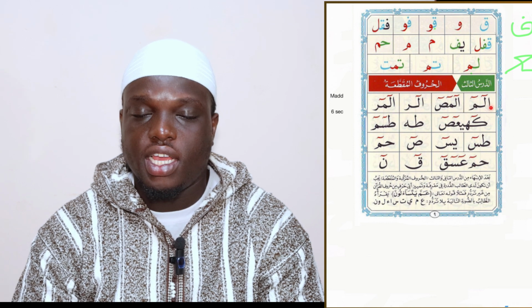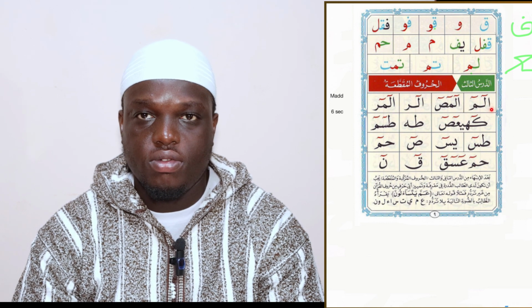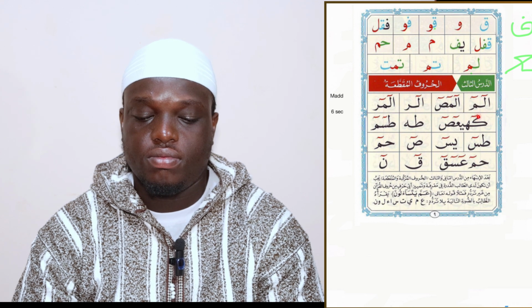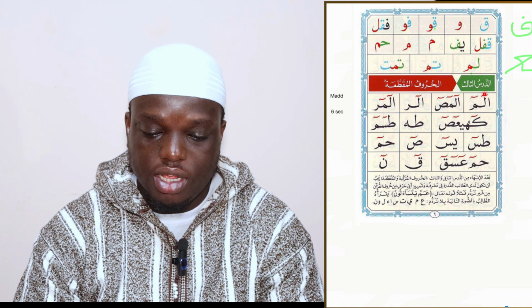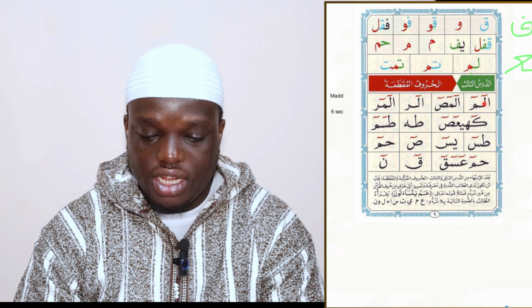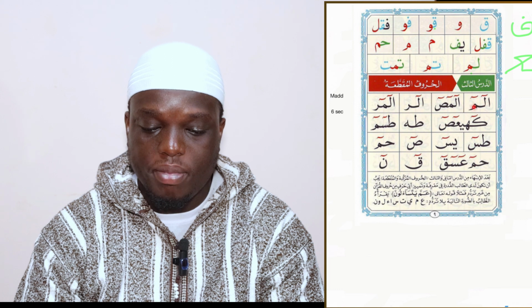All right. Is the alif stretched out 6 seconds? No. Why not? Because there's no mud on it, right? We don't see the mud sign on it. This mud sign, the lam is carrying it. So what is the lam and the meem?